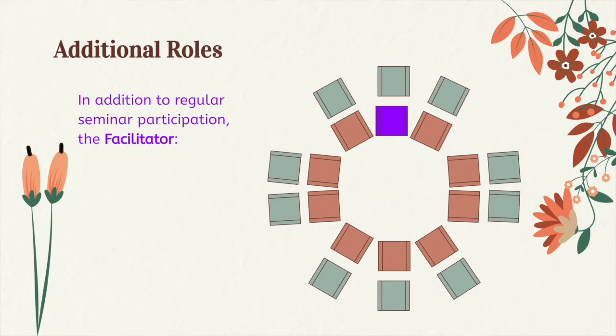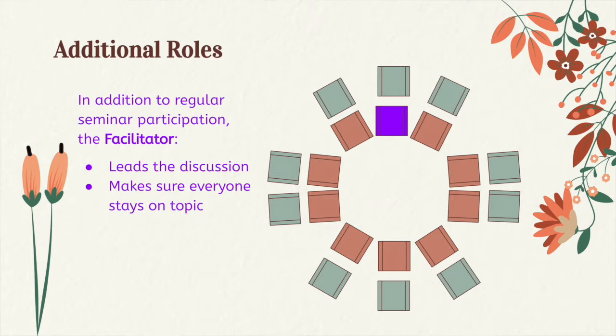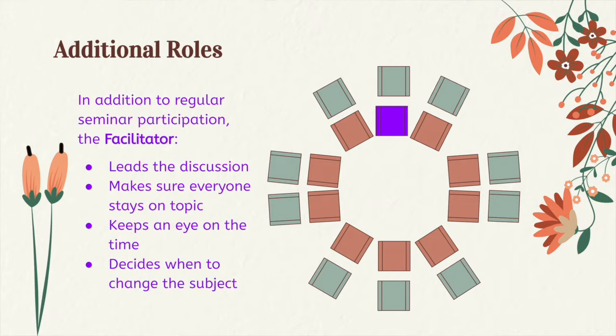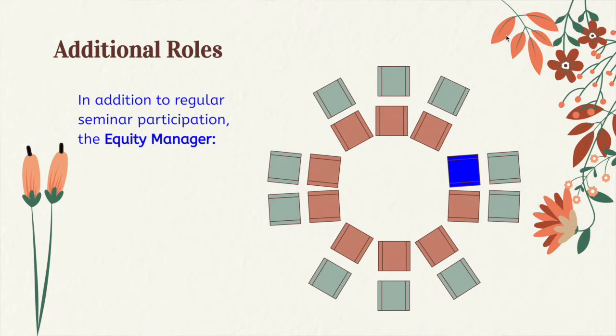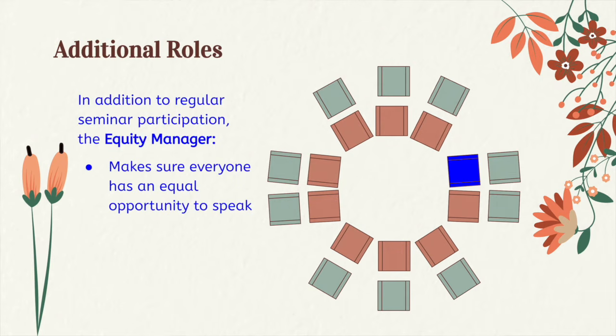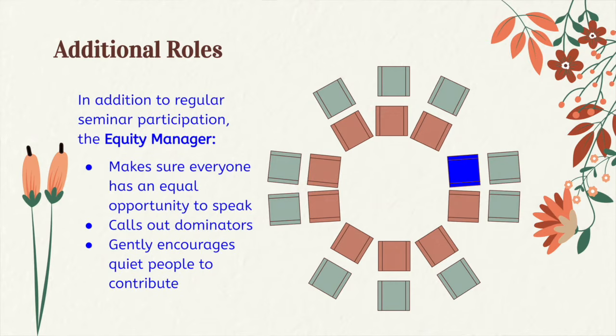So one of those roles is the facilitator. And the facilitator is responsible for leading the discussion. They make sure everyone stays on topic, and they keep an eye on the time, and they decide when it's time to change the subject. The equity manager is the person who's responsible for making sure that everyone has an equal opportunity to speak. They call out dominators, and they gently encourage quiet people to contribute.